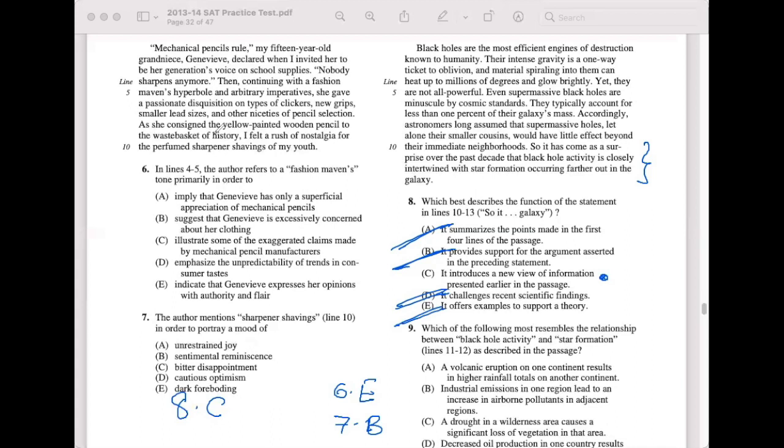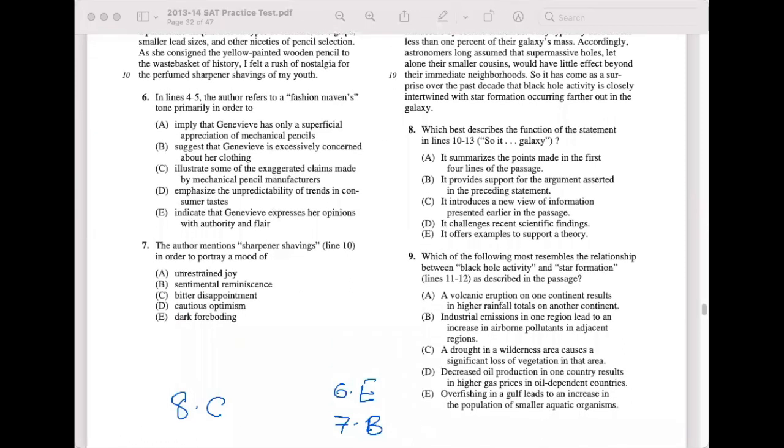Okay, let's go to the next one. Let me just clear some of this content. Yeah, and then we can move to the next one. Okay, 1 second. Yeah, question 9.